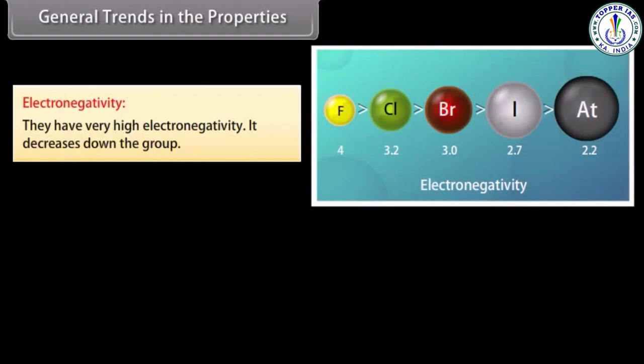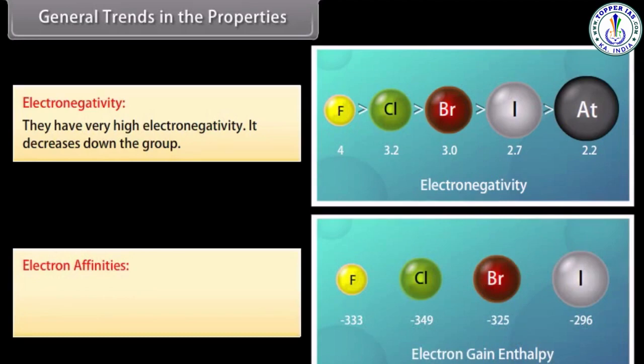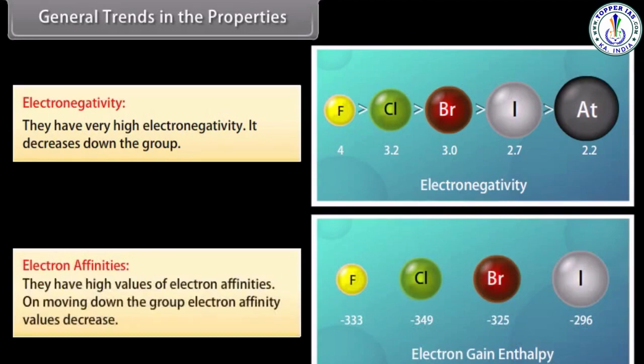Electronegativity. They have a very high electronegativity. It decreases down the group. Fluorine is the most electronegative element in the periodic table. Electron affinities. They have high values of electron affinities. On moving down the group, electron affinity values decrease because size of the atom increases. A low value of electron affinity for fluorine is due to the small size of fluorine atom. In a compact 2p subshell of fluorine, the added electron does not feel much attraction, resulting in low value of electron affinity.